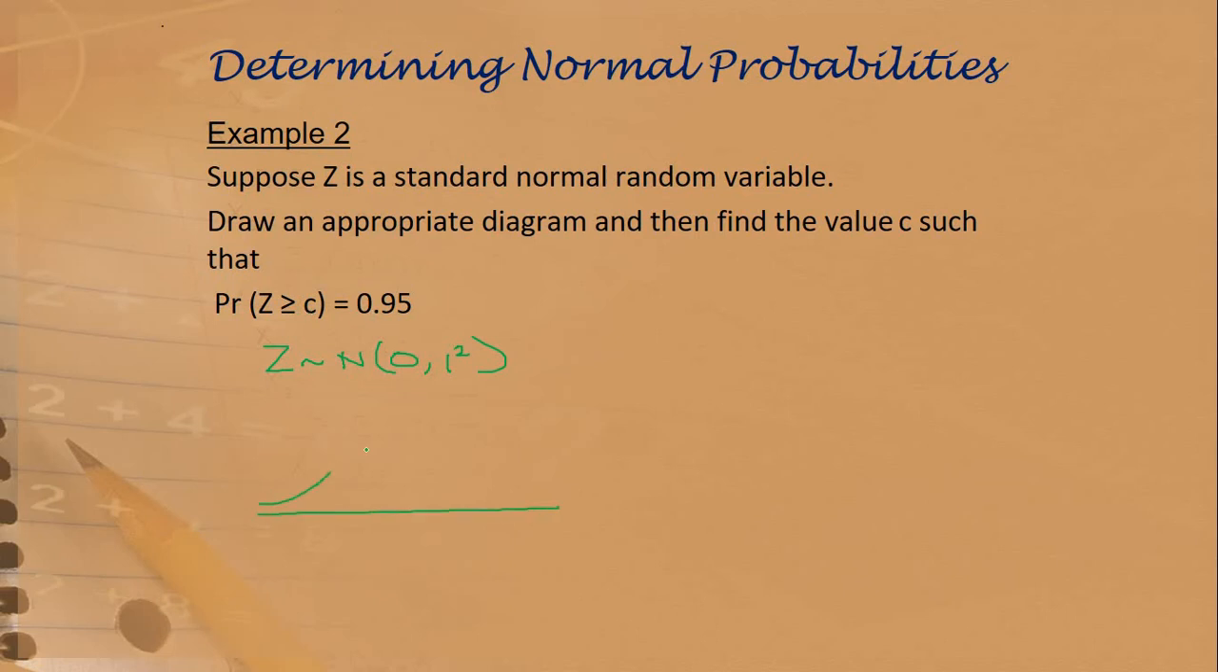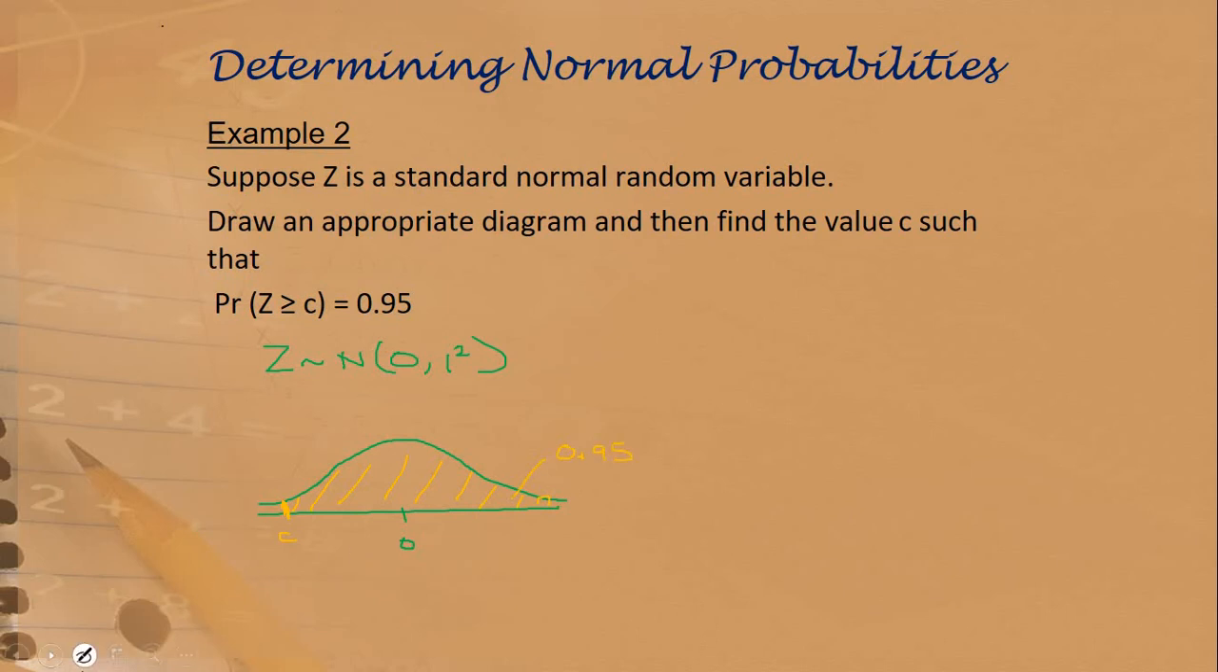So when we're drawing our picture here, we want z, here is 0. We want to choose a value of c so that the probability, when we're doing z greater than or equal to c, the probability under the curve is equal to 0.95. So we're getting most of the curve shaded there. The area under the curve is 0.95. So we will probably have a value somewhere here of c, so this whole area here is going to be equal to 0.95.